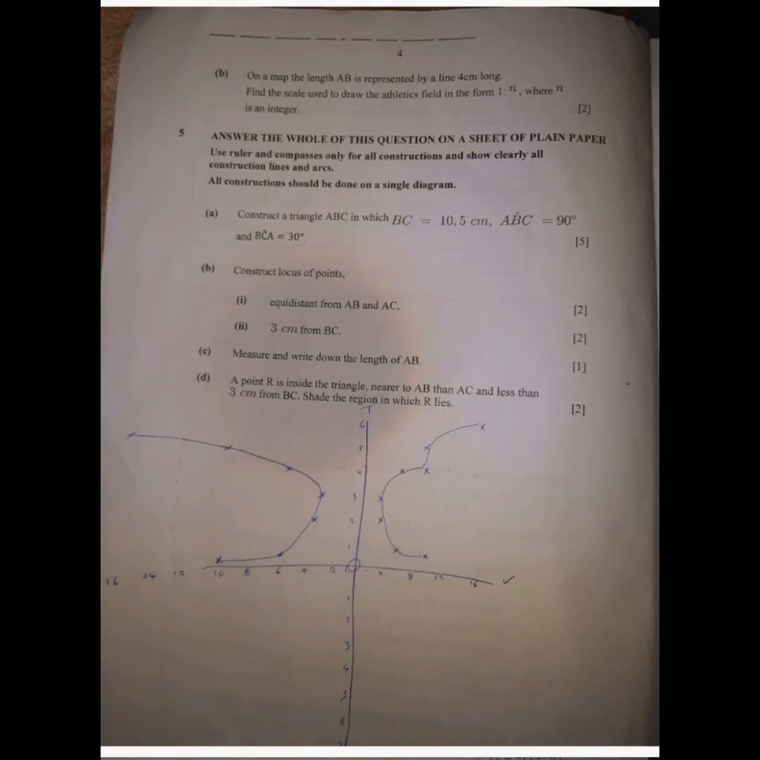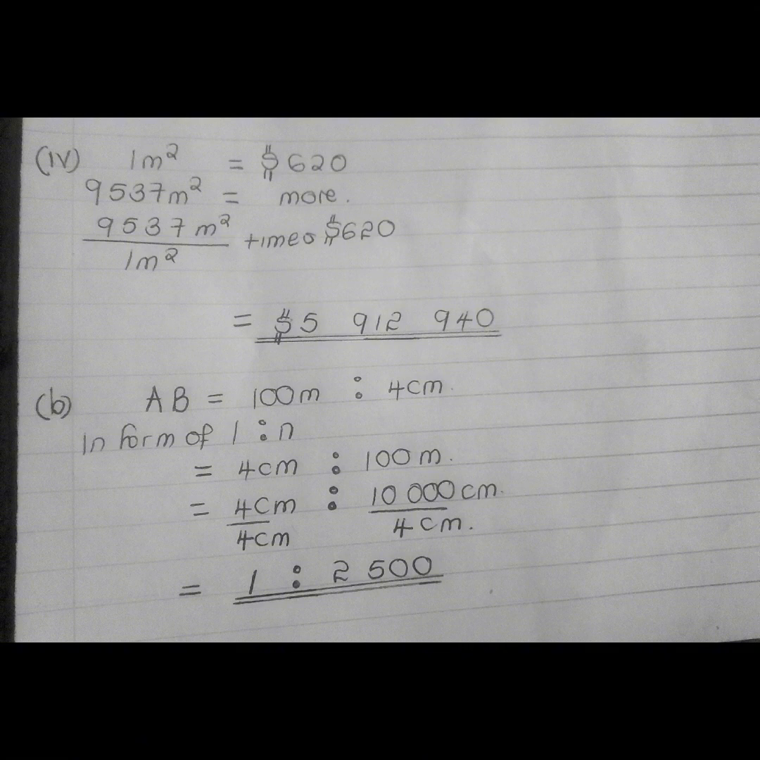It is saying on a map, the length AB is represented by line 4 centimeters. So what they are meaning here is that 4 centimeters is representing 100 meters, but we are supposed to write in the form 1:n. So what we are going to do here is we need to convert 100 meters into centimeters. You know that 1 meter is equal to 100 centimeters. What about 100 meters? We say 100 times 100 in order to get 10,000 centimeters. So 4 centimeters is representing 10,000 centimeters.